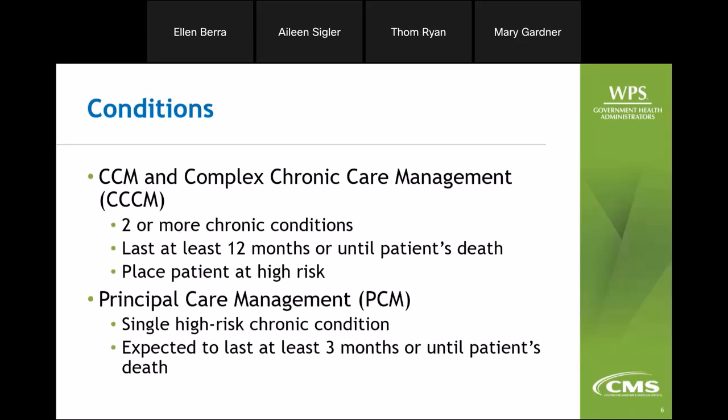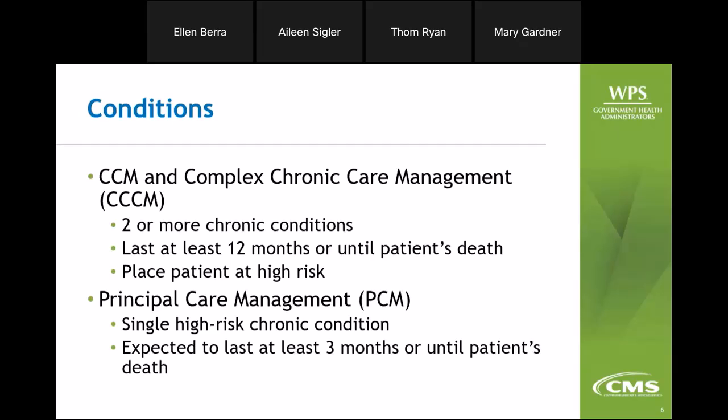For principal care management, this is when the patient has a single high-risk chronic condition. Generally speaking, there would have been some type of exacerbation of that particular condition. Maybe the patient was in the hospital, or the patient was at risk of going into the hospital. The condition here is expected to last at least 3 months, or until the patient's death also. When we're talking about principal care management, for the most part, that condition will eventually transfer back to CCM or complex chronic care management.